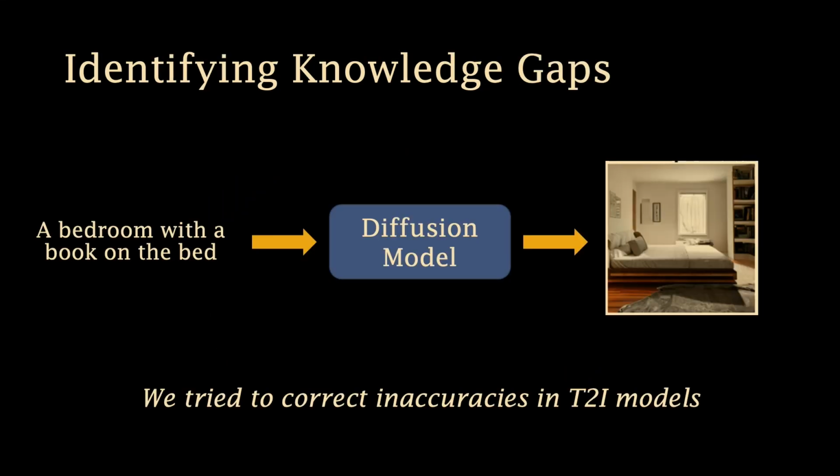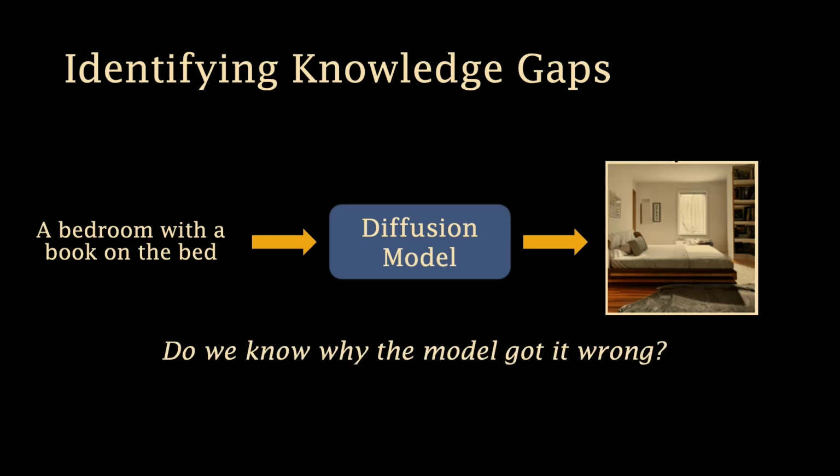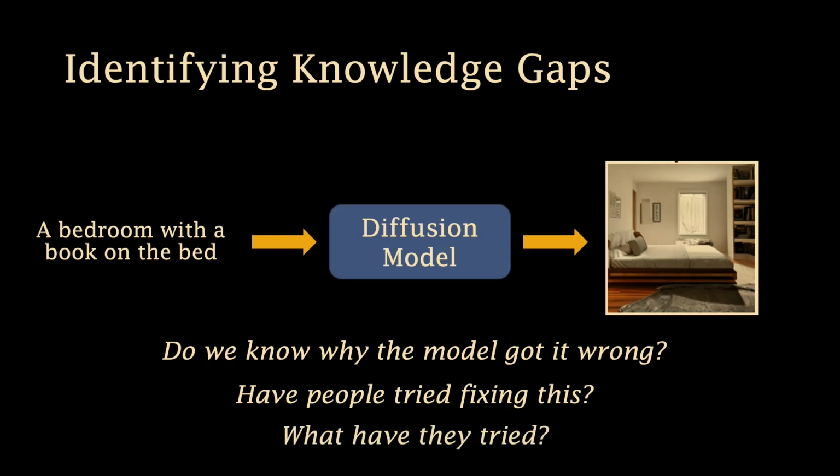So in our case, we identified certain knowledge gaps. We realized, okay, people have created nice text-to-image models. This is a pretty nice image. If you showed this 5 years ago, people would be shocked that an AI generated something like this. But we realized, okay, it generated something inaccurate. So we asked questions like, do we know why the model got it wrong? Have people tried fixing this, right? And what have they tried?